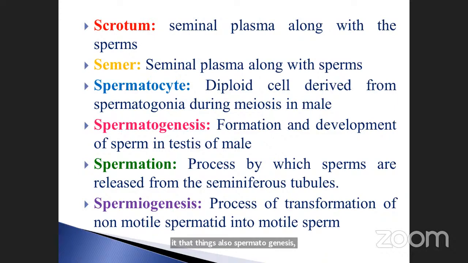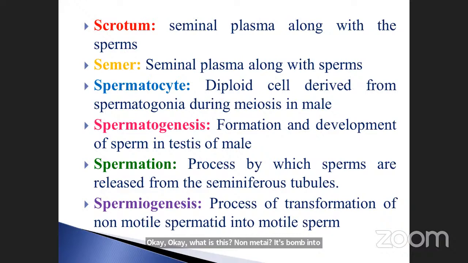And another one is called spermiation. These are the technical terms used. Spermiation is the process by which sperms are released from the seminiferous tubules. The sperms are released from the tubes called seminiferous tubules. That is also very important. This process is called spermiation. Spermiogenesis is the process of transforming non-motile sperm into motile sperm.